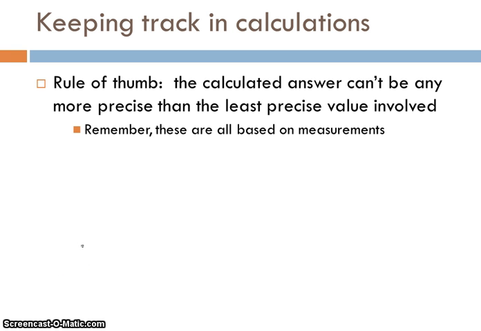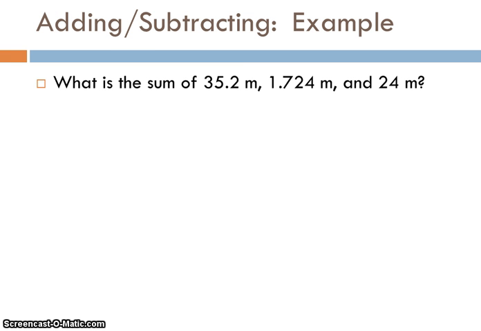And you're like, but I don't know what you mean by that, because I haven't really shown you. Let's talk about it in terms of addition and subtraction, those operations, and then we'll talk about it in terms of multiplication and division and show you how we handle it in terms of keeping track of the sig figs. So let's say we want to find the sum of 35.2 meters, 1.724 meters, and 24 meters. So we have these 3 measurements. We want to add them up.